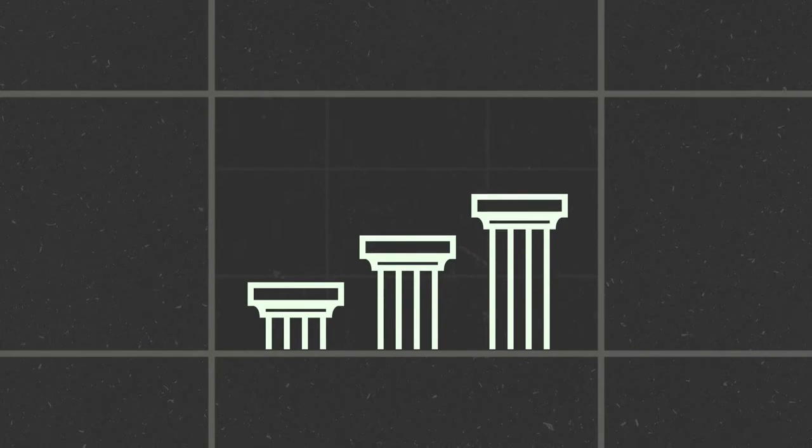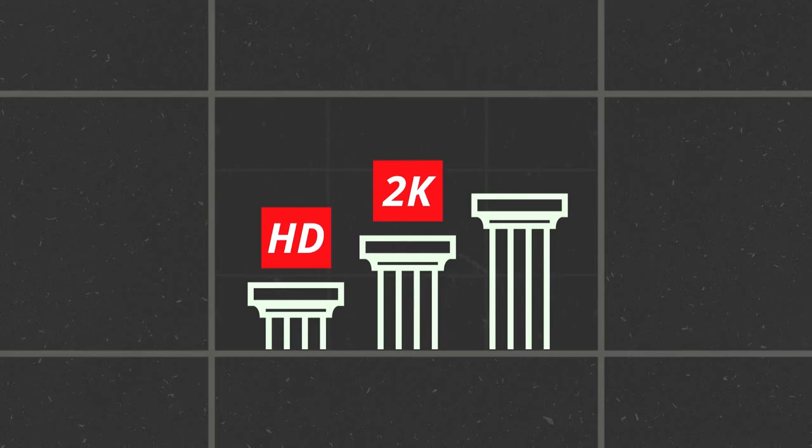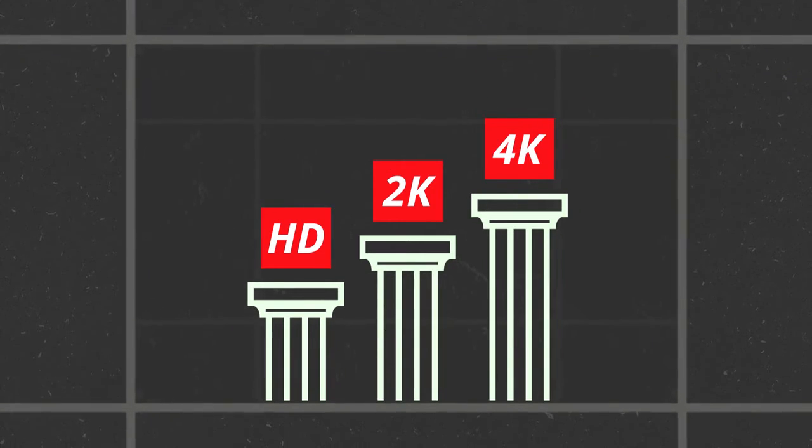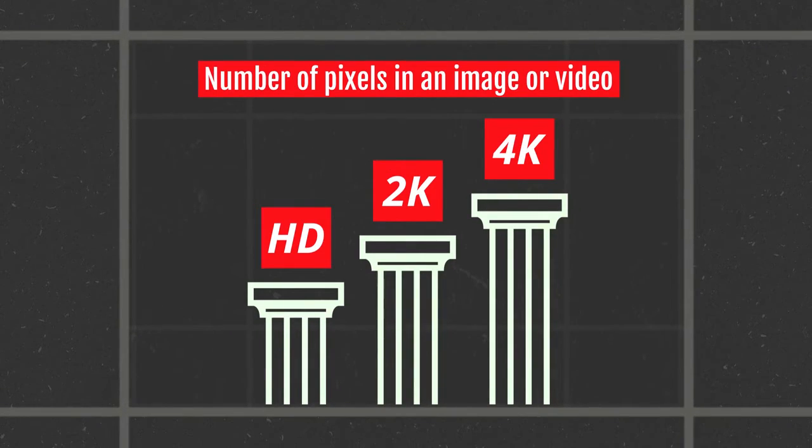So, you're planning your next shoot and you're unsure which resolution you should be shooting in. Now, you may wonder, what exactly is the difference between Full HD, 2K, and 4K? Each classification represents the number of pixels an image or video has.